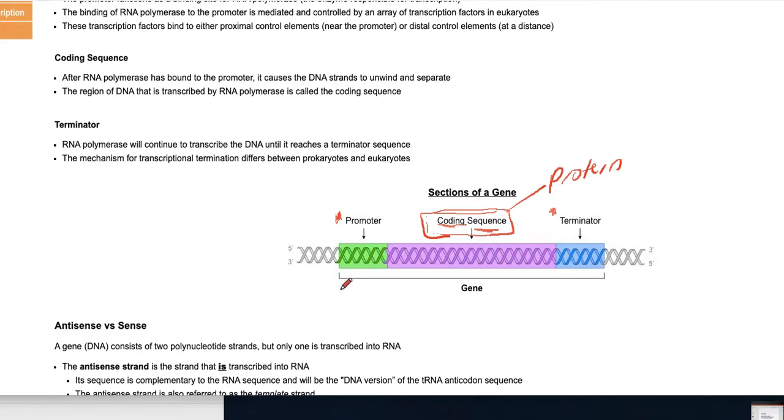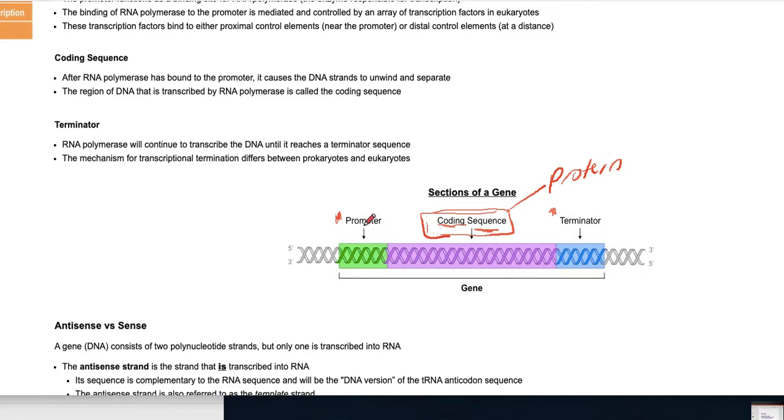Okay, now keep in mind that here I am only showing you one gene, right? So one tiny little segment within our DNA. If you remember, in the human body we have 30,000 genes. So think of this happening 30,000 times, and that's how gene expression happens in our body. So it's quite remarkable, actually.